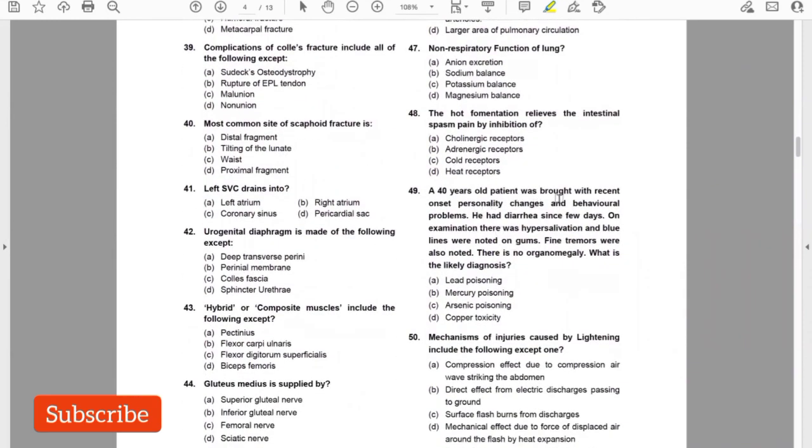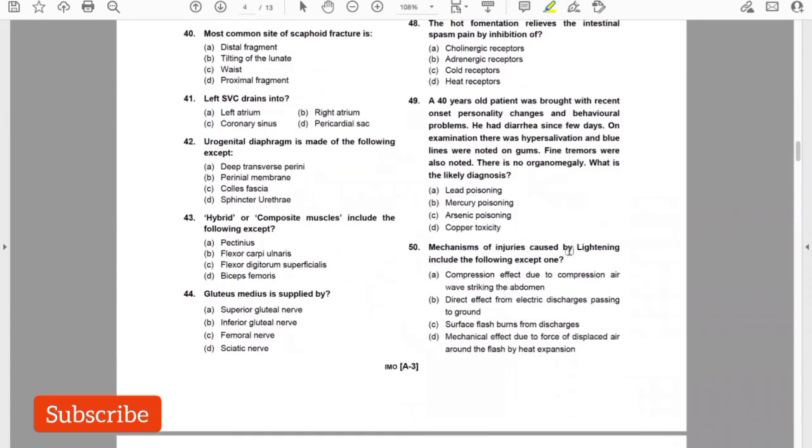A 40-year-old patient was brought with recent onset personality changes and behavioral problems. He had diarrhea since few days. On examination, there was hypersalivation and blue lines were noted on gums. Fine tremors were also noted. There is no organomegaly. What is the most likely diagnosis? Mercury poisoning.